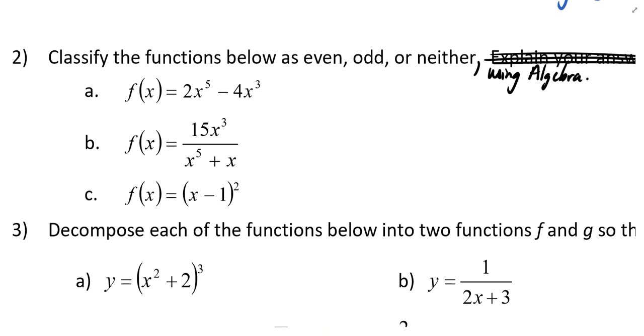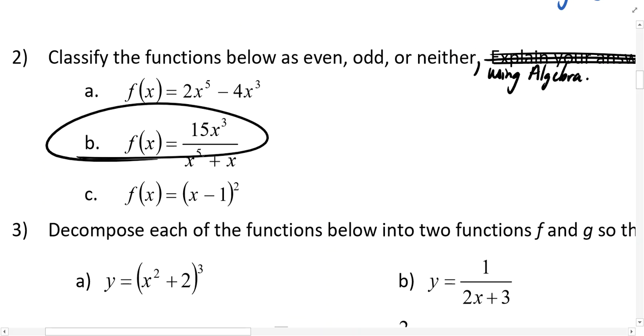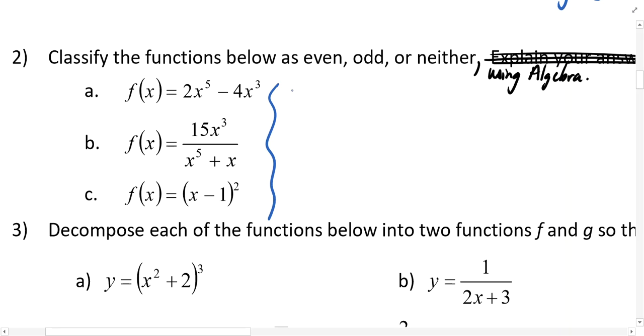I don't have enough room to complete all of this, so I'll just choose one of these examples. I'll go with part B, and you can use this same approach to test the others. So if I verify whether B is even, odd, or neither, the first thing I must do is evaluate the function at a negative or opposite of x. So that turns into 15 times negative x cubed divided by negative x to the 5th power plus negative x.